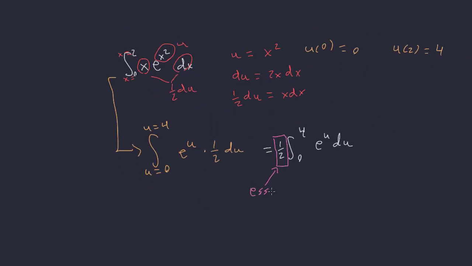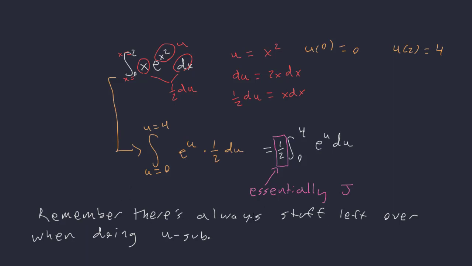Okay, so this is essentially J, right? Whenever we did U substitution in the past, there's always stuff left over. Just remember there's always stuff left over when doing U substitution. And for UV substitution, that leftover stuff is the Jacobian.